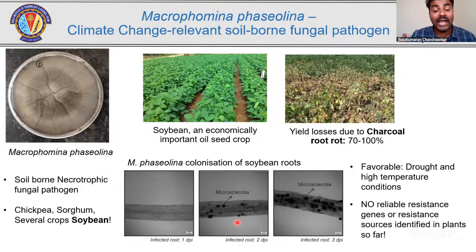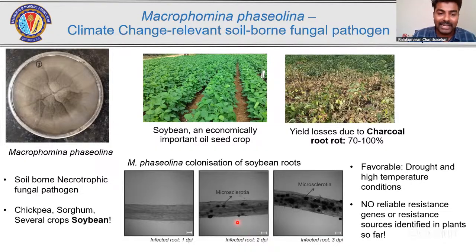Whenever there are high drought conditions and heat, especially in the scenario of global warming, the pathogen virulence is very high, and it kills a plant by causing a classical disease called charcoal rot disease. Charcoal rot disease causes about 70 to 100% yield loss, which is high, especially in important crops such as chickpeas, sorghum, and even soybean.